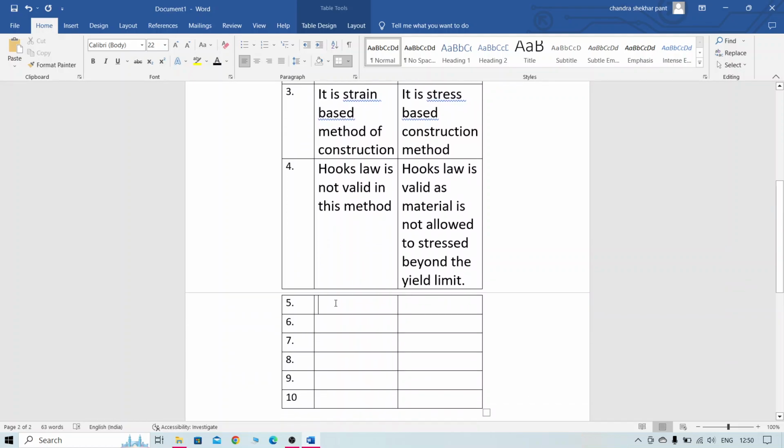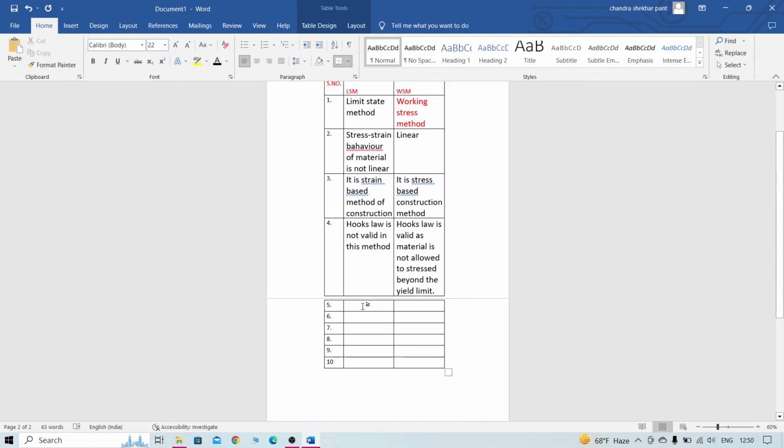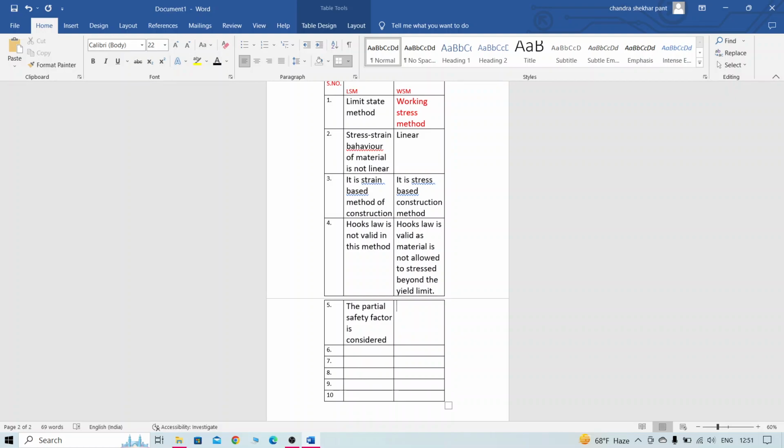In the fifth point we shall talk about the safety factors. In case of LSM, we introduce a term, partial safety factor, which is considered, but in case of WSM we just consider the factor of safety, not partial. Okay, so moving to the next point.